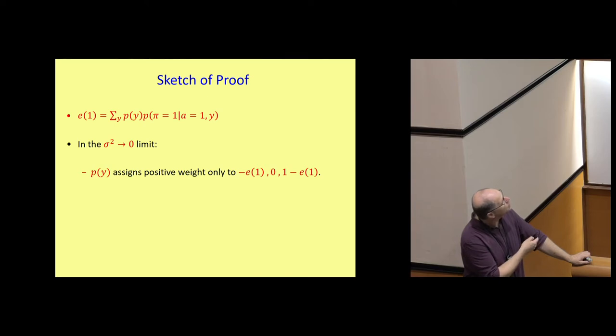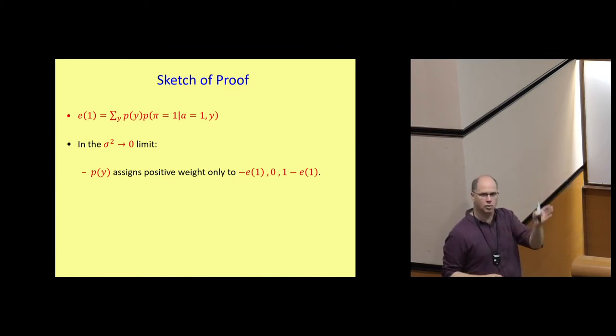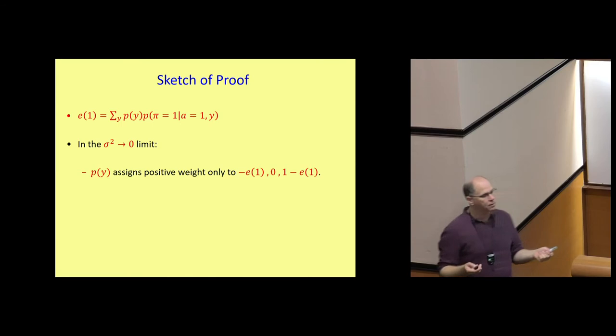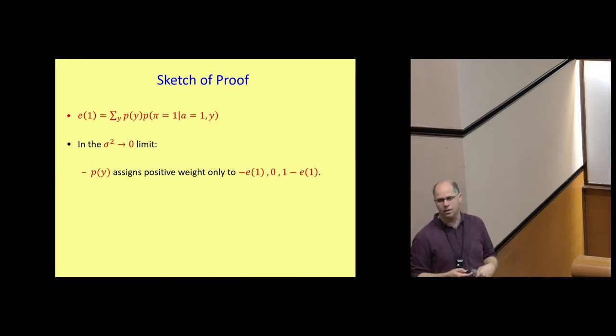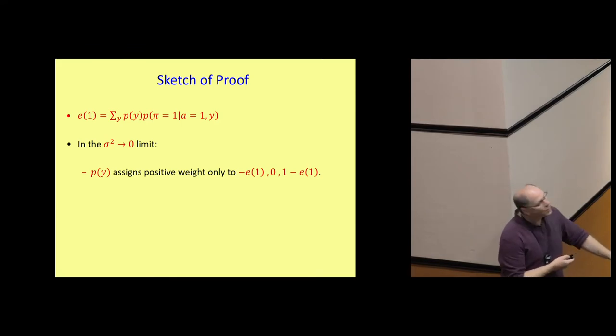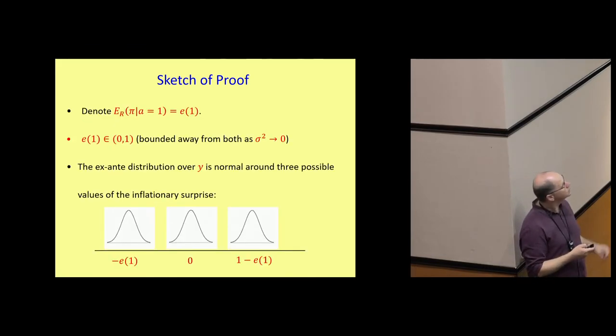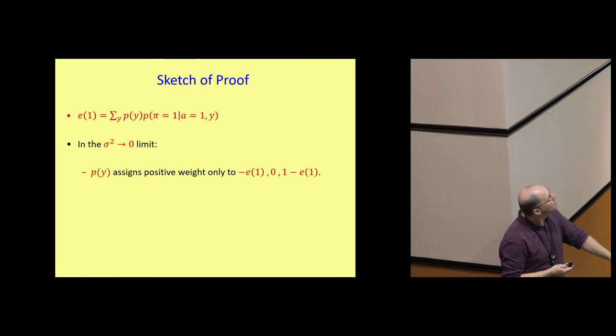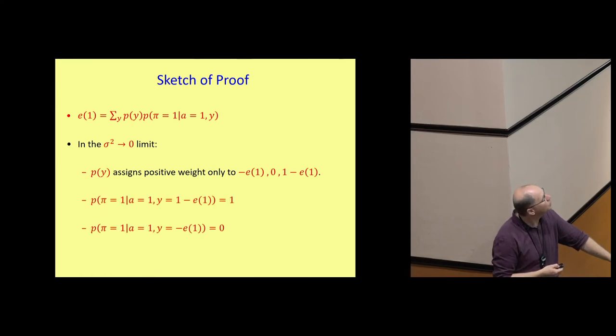So my belief over inflation is that I'm going over all the possible realizations of y, this kind of three-layer normal distribution. And for each one of them, I'm calculating the probability of pi equals 1 conditional on y and the a that I've observed. And what happens is that in the limit, when the noise distribution shrinks, those bells become concentrated around the mean. So in the limit, y just gets three values, minus e1, 0, and 1 minus e1. So in the limit, y has a support of size 3. Only these three values. And the only thing we need to calculate is these things. The probability of pi equals 1, conditional on a equals 1, and each of those three values of y.